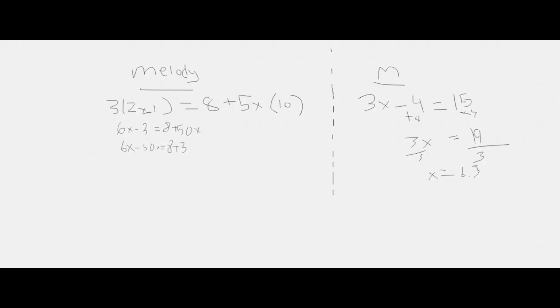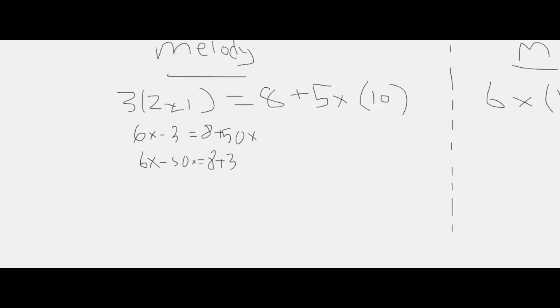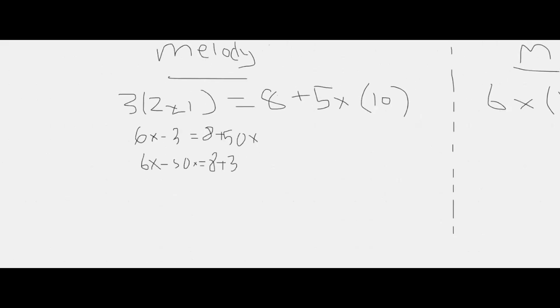Very good, very good. I'll give you a little bit of a harder one, okay. Let's go 6x times 1 plus 4 equals 10. Okay, Melody, let's see what we did here. 3, very good. Okay. 6x minus 50x. No, everything's good, Melody. Everything's good.